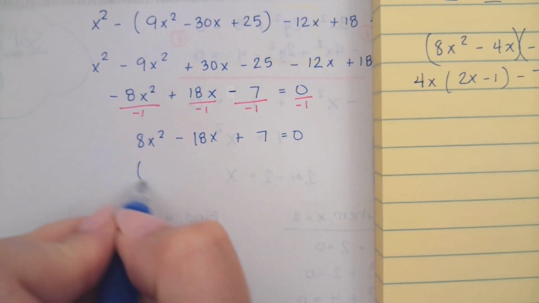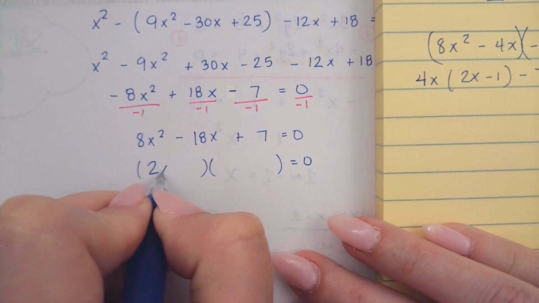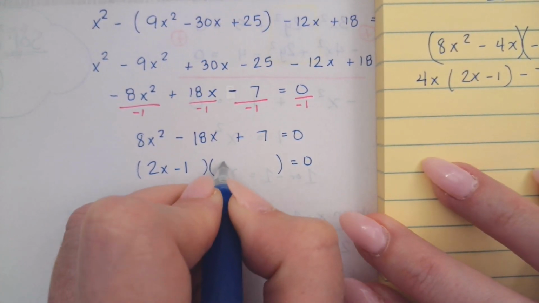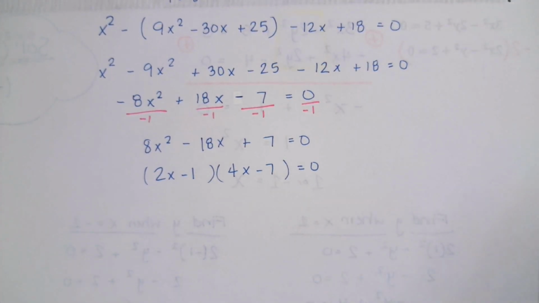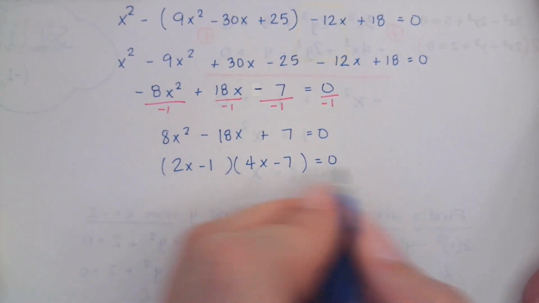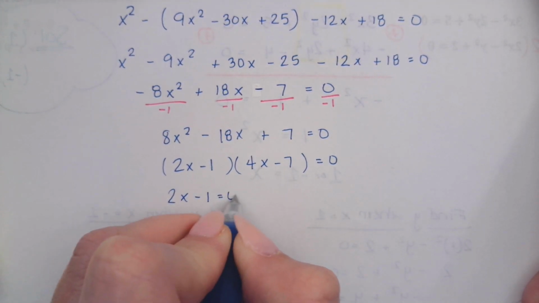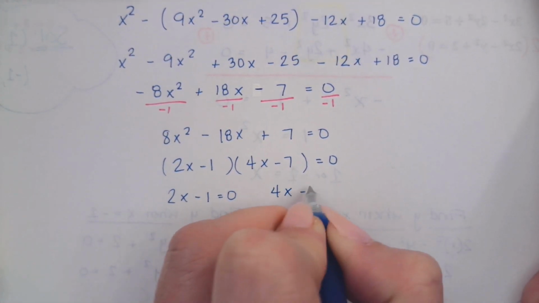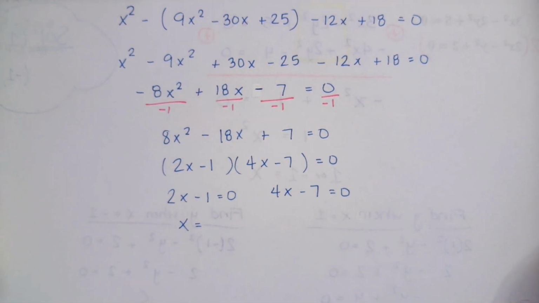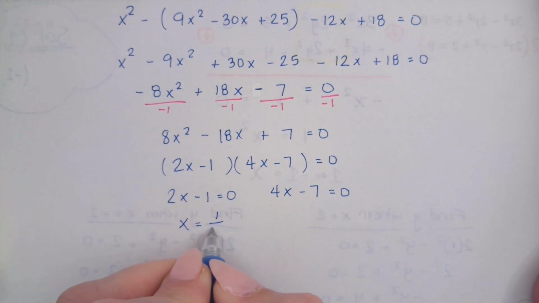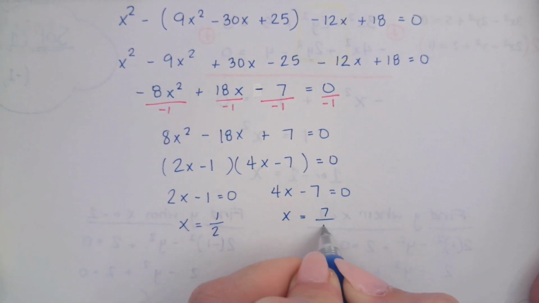Okay, so one factor is going to be 2x minus 1. The other will be 4x minus 7. So then to find our solutions, we'll take each one, set it equal to 0, and solve it using our zero product property. Solution to the first one? 1/2. Very good. Solution to the second one? 7/4.